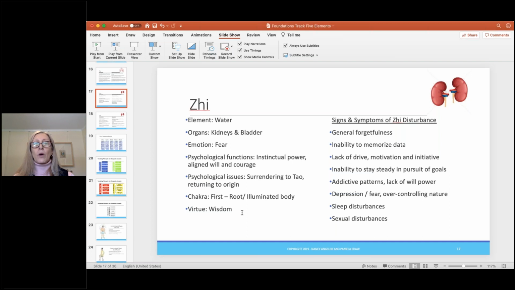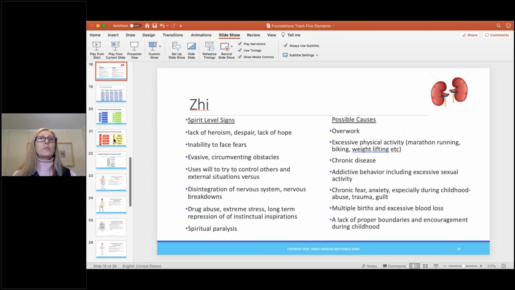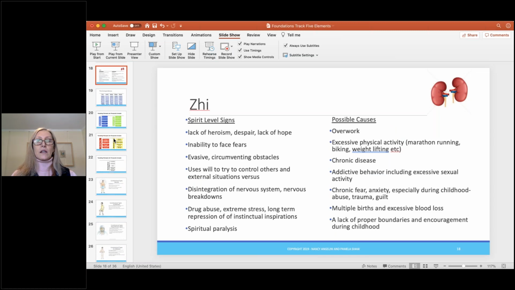These kinds of water element Zhi disturbances are like, they are up all night, eyeballs staring at the ceiling for the entire night. And then sexual disturbances, either way, excessive or not at all. So these are the disturbances of the element, the spirit that ignites the water element, right? So again, lack of courage, some despair, lack of hope, can't face your fears, just frozen. That's the word, right? Water that just absolutely becomes unable to move.